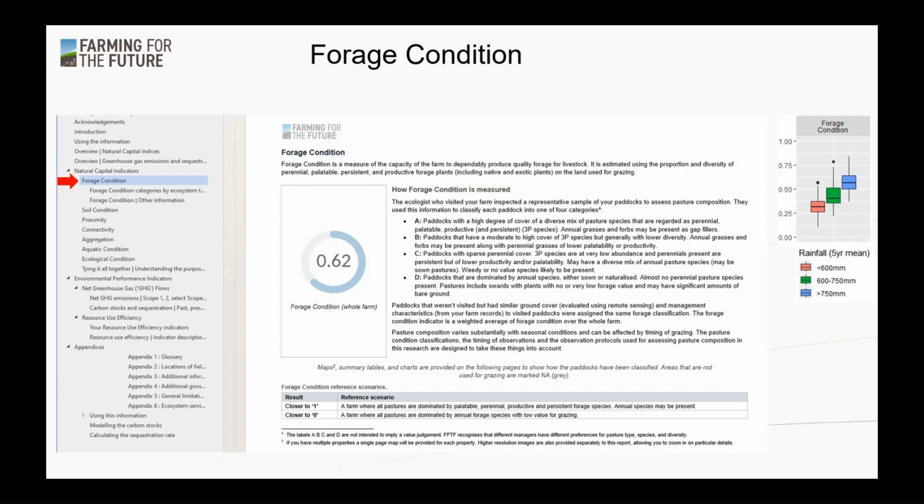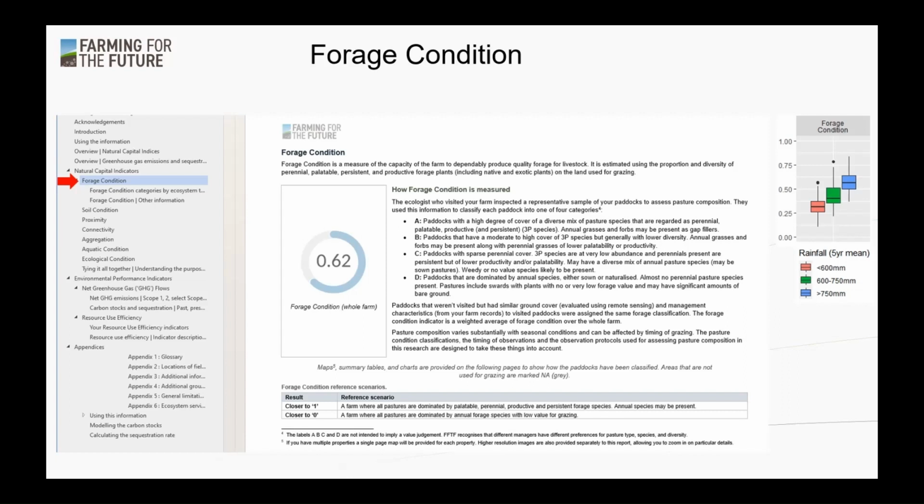What we've done here is we've used the ecological assessments in the field to be able to classify each area of grazing into one of four classes, A, B, C, and D, based on the perenniality, palatability, persistence, and productive capacity of each of the species that we saw in those swards. We're also looking at the density of each of those species in the sward.